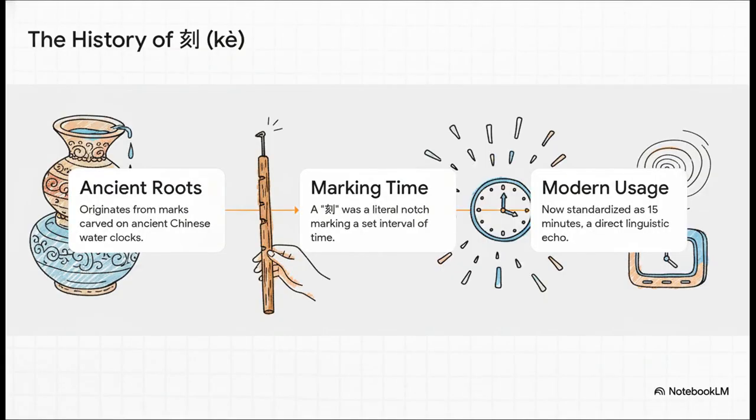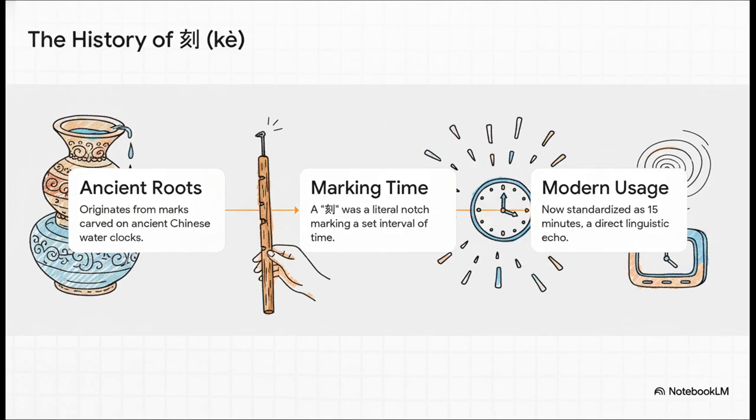So when you say "yi ke," you are, whether you know it or not, talking about ancient technology. So where does "ke" come from? Well, the character itself actually means to carve. Now picture ancient China. They often kept time using a water clock. Basically, water would drip from one container to another, and in the second container, a little stick would slowly rise with the water level. To mark how much time had passed, an official would literally carve a notch, a ke, into that stick. Each ke that appeared above the water represented a certain amount of time.